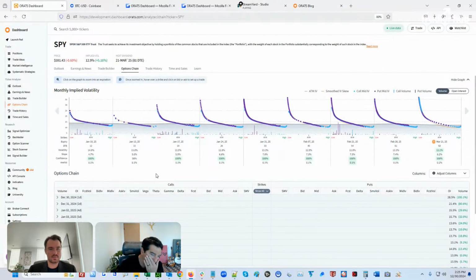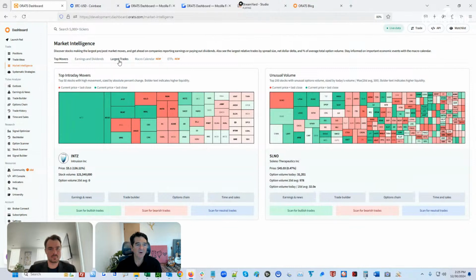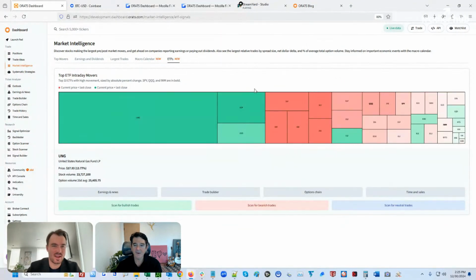Let me think a bit. So what do we got? A year end, and let's go to market intelligence to see what's going on. These are our top movers. Let's look in the ETFs tab. I know we added that somewhat recently. A lot of people using our platform trade SPY and SPX, so I think it's important to look at that.